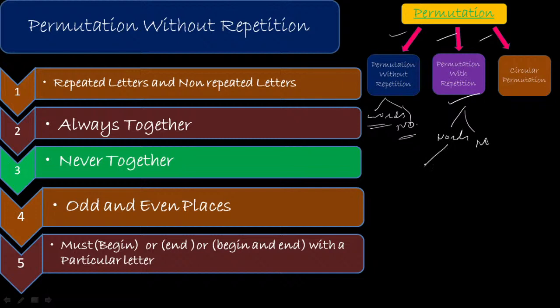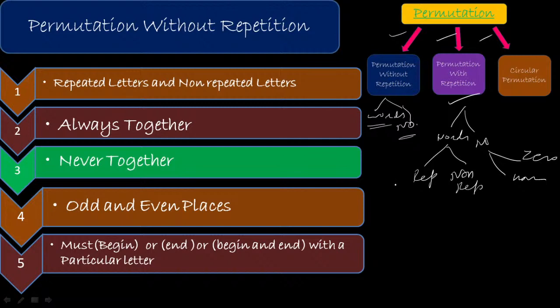If it is words, we have 2 categories, that is repeated and non-repeated, and in terms of numbers we have including 0 and non-zero numbers. So the same we are going to discuss under permutation with repetition.